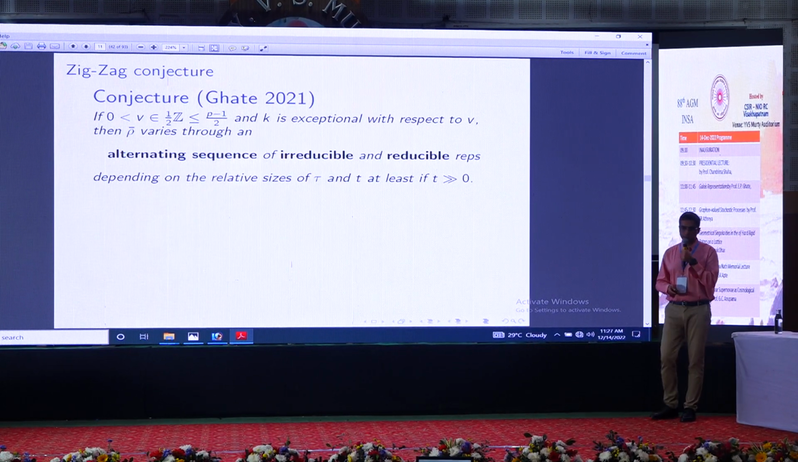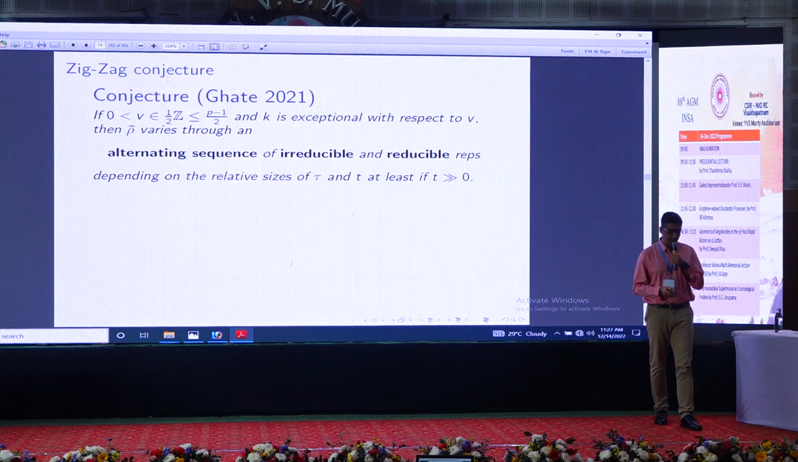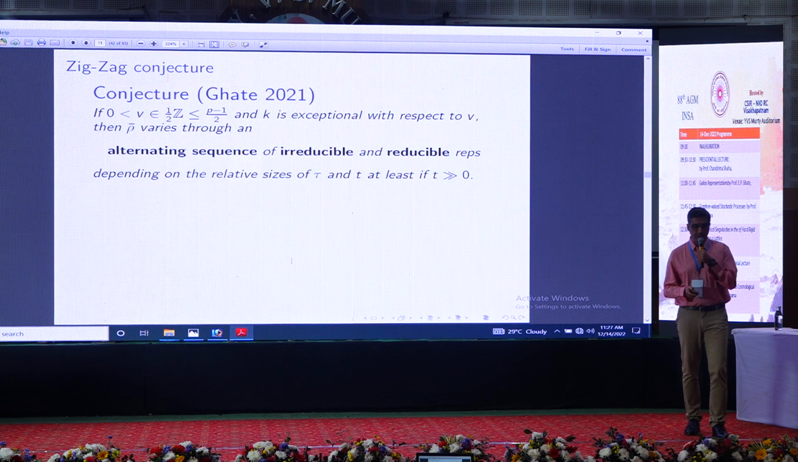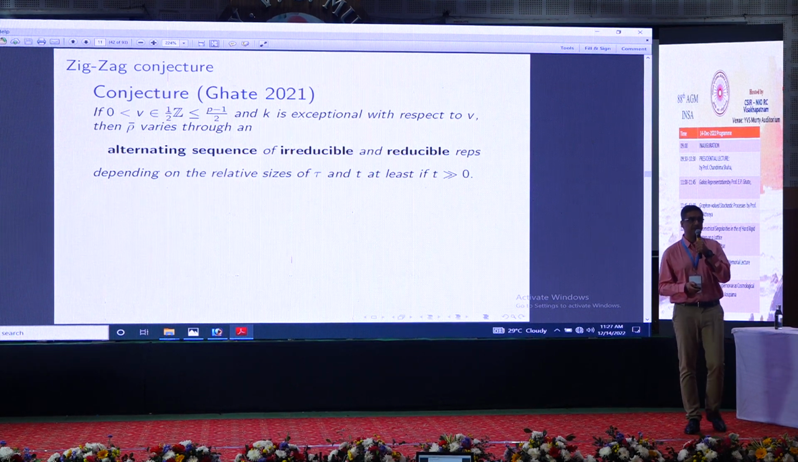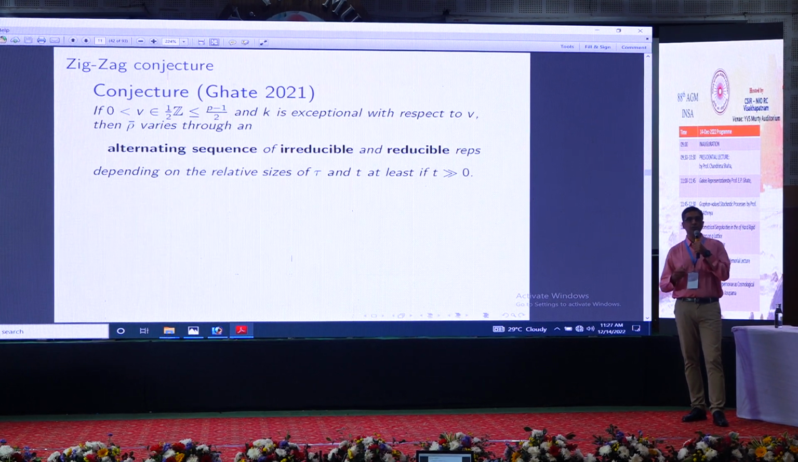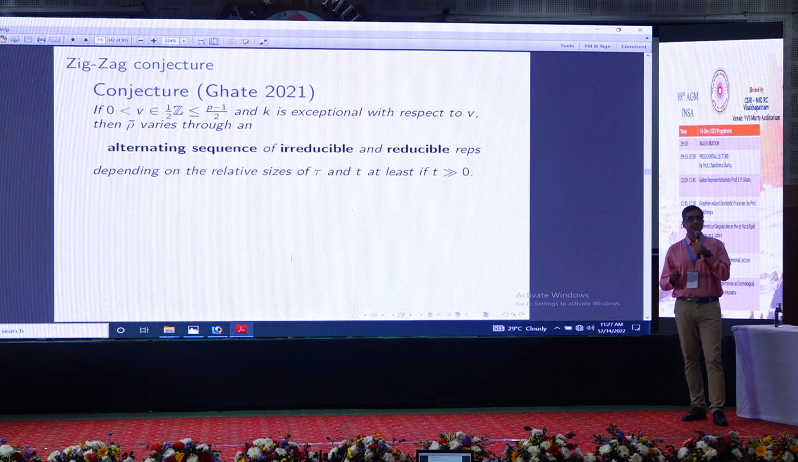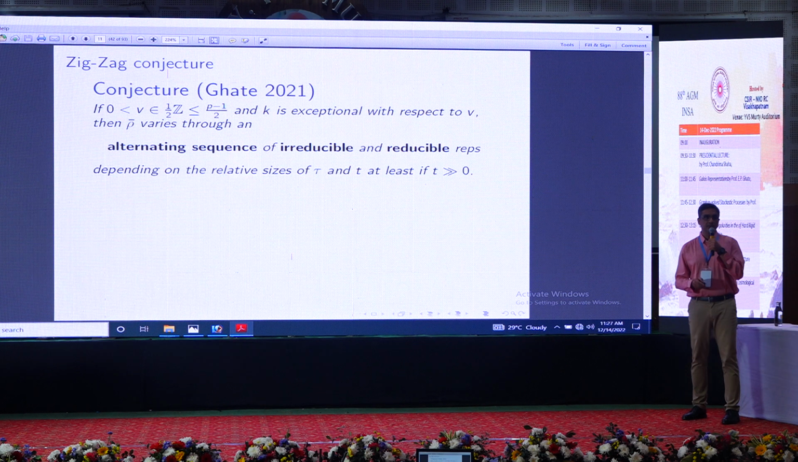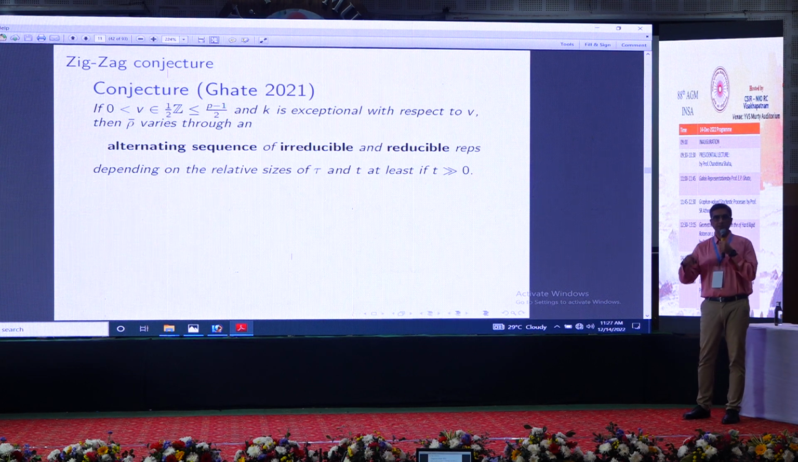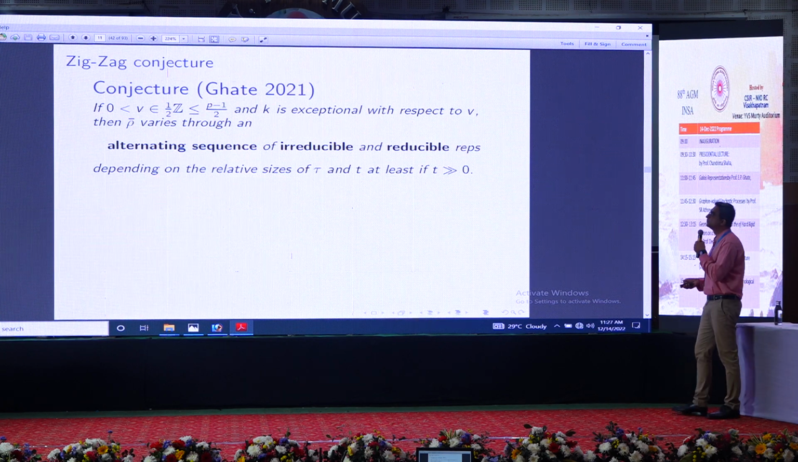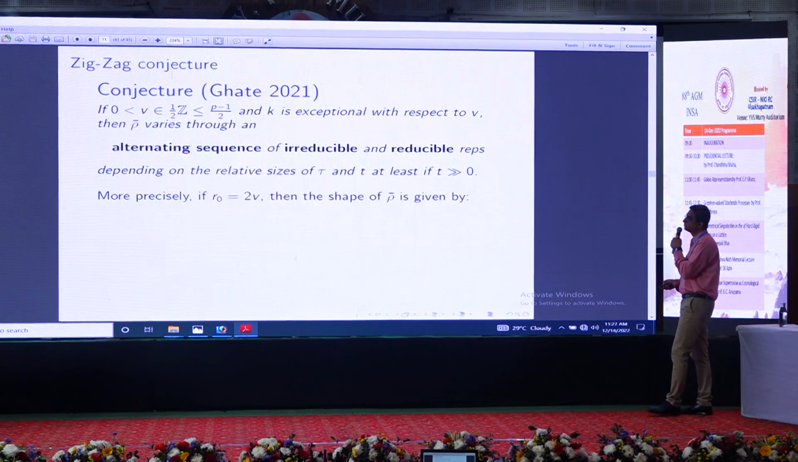Depending on the size of two new parameters, which I also had conjectured, the exact shape of which I'll come to in a second. So it's not just the weight k and the slope v, but in addition there are two more parameters, tau and t. Depending on the positions of tau and t on the rational line, you get a reducible or irreducible answer, and you get some sort of zigzag pattern. So I call this the zigzag conjecture.